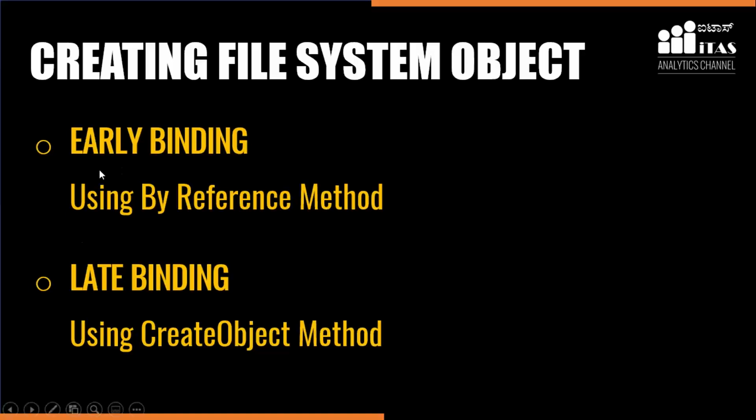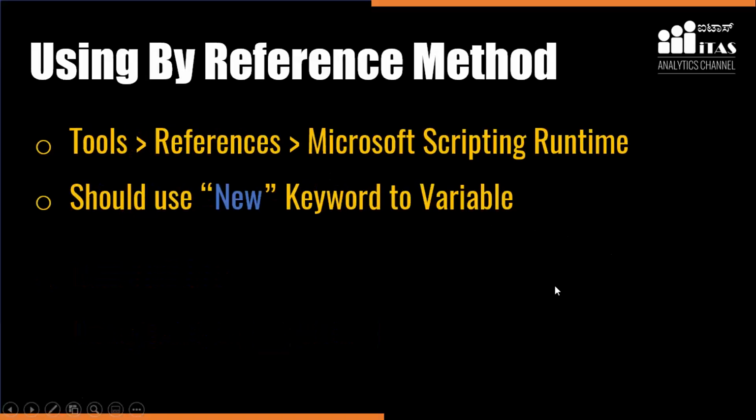So how do we create the file system object by using the early binding method? For this, you'll have to use the reference in the VB editor and enable Microsoft Scripting Runtime. And then we have to use the New keyword to assign the variable. Let's see how to create the object by using early binding, that is by reference.